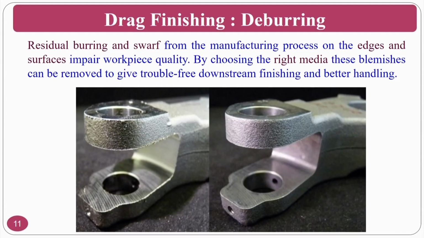The first application that normally people look at is the deburring operation. As you can see, residual burrs or swarf from the manufacturing process on the edge surface impair the workpiece quality. Basically, the existence of the burrs. If you see figure 1, and I am just dividing it, this is figure 2. In figure 1, if you clearly see, there are burrs on the surface.